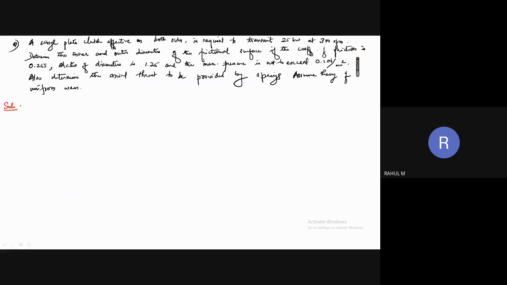So this is your question. A single plate clutch effective on both sides is required to transfer 25 kilowatt at 300 rpm. Determine the inner and outer diameters of the frictional surface, if the coefficient of friction is 0.255, the ratio of diameters is given, and the maximum pressure is not to exceed 0.1 Newton per mm square. Also determine the axial thrust to be provided by the springs, and assume theory of uniform wear.